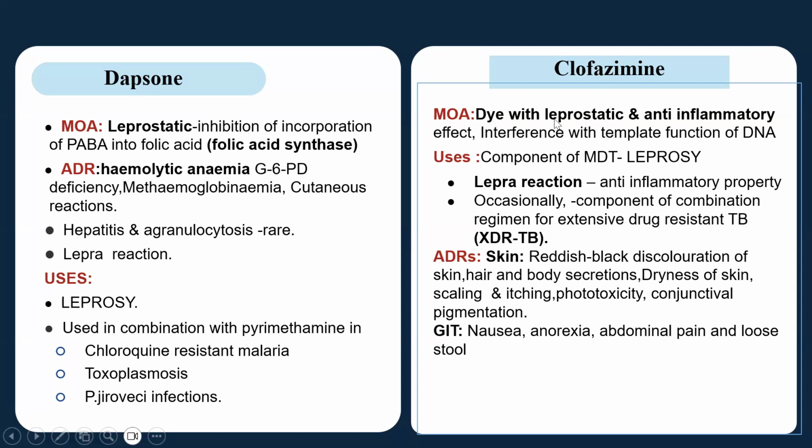Clofazimine, it is a dye. It is leprostatic and has anti-inflammatory action. Mainly, it interferes with the template function of DNA. It is included in the multi-drug therapy regimens in leprosy. It is useful in lepra reaction, and it is useful in extensively drug-resistant TB also. Adverse effect is discoloration. That is the main side effect seen with clofazimine, and nausea, anorexia, GIT adverse effects are seen.